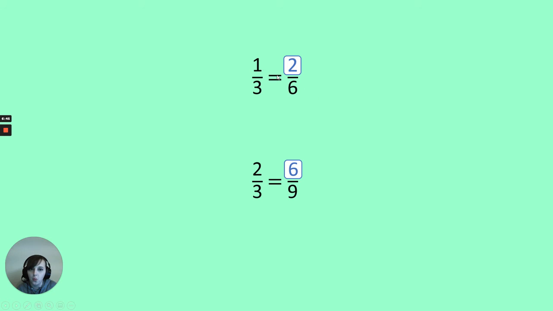Let's see if that pattern works with the other answers that we found. So earlier we found that 1/3 was the same as 2/6. Well, to turn 1 into 2, we times it by 2. To turn 3 into 6, we times it by 2 as well. It's the same as on the top as it is on the bottom. Let's look here. So earlier we found that 2/3 was the same as 6/9. Well, to turn 2 into 6, do I times it by 2? No, that would be 4. But 2 times 3 is 6. And 3 times 3 is 9. Again, it's the same on the top as it is on the bottom.